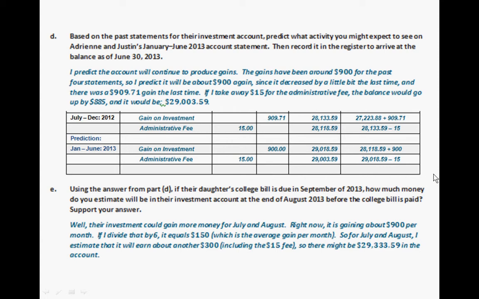Okay, this is a continuation of the previous video on investments, before we were so rudely cut off. So again, just for Part E, taking the $900 per 6 months, divided by 6, that's $150 is the average gain per month. So July and August, the estimate will earn another $300, which still leaves them a little bit short before September. But again, at least provide some evidence as to what your prediction is.